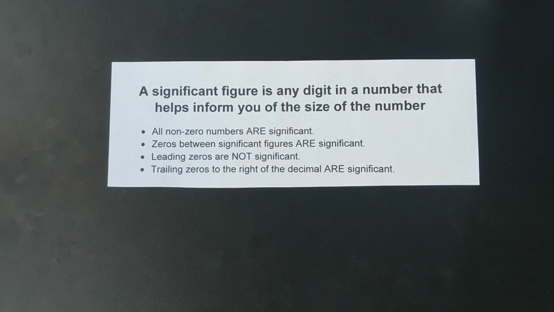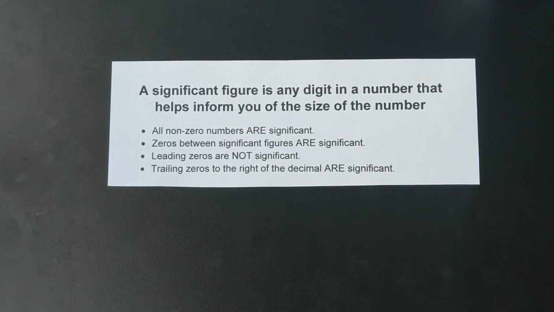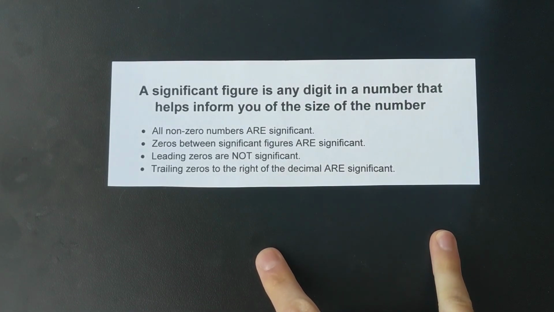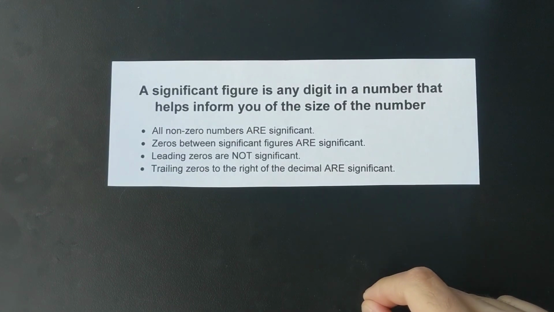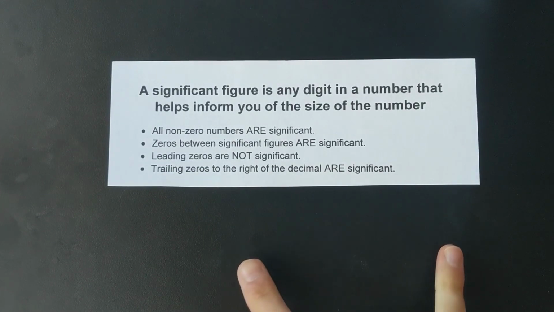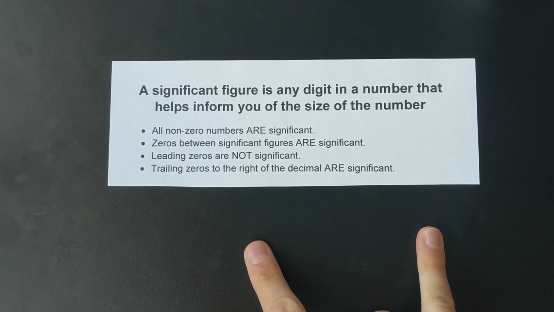Any digit that's not 0 is significant. So 1, 2, 3, 4, 5, 6, 7, 8, 9. Now, zeros that are between significant figures are significant. So if it's not a 0, it's definitely significant. If it is a 0 and it appears between 2 significant figures, that 0 is also significant.